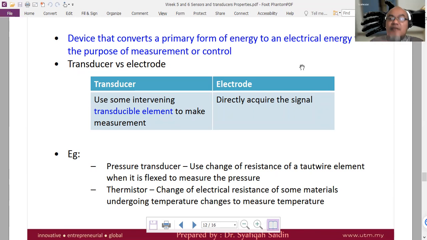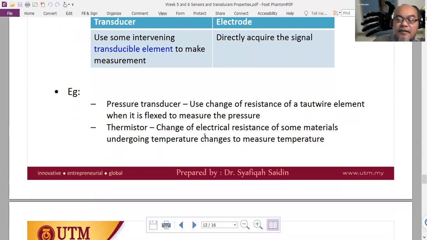A transducer, on the other hand, has some transducible element, a material that can convert the information from one form to another. For example, in a pressure transducer, we use the change of resistance of a taut wire element when it is flexed to measure the pressure. In a thermistor, we use the change of electrical resistance of some materials undergoing temperature change to measure the temperature. So you see here that in this particular case we say information, because we are concerned with the quality of the energy itself, not the quantity of energy. The quality is information. Information is converted in a thermistor from heat, from temperature change, into resistance change. In a pressure transducer, from mechanical stress, mechanical strain, into resistance change.